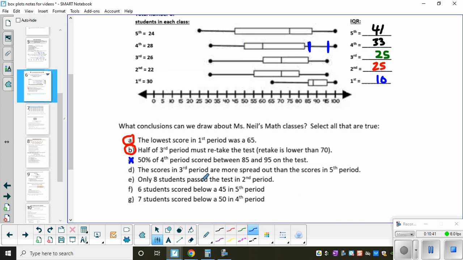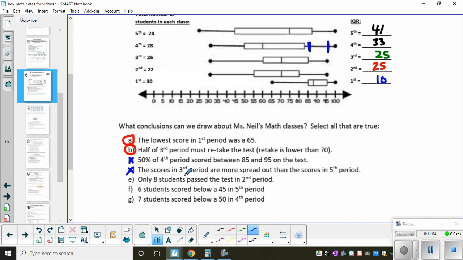All right, the scores in third period are more spread out than the scores in fifth period. So looking at third period, looking at kind of the length of the box and whisker plot versus this one, it looks like to me, since fifth period is more elongated, this is the data that's more spread out. So we're not going to select this one either because fifth period is actually more spread out than third.